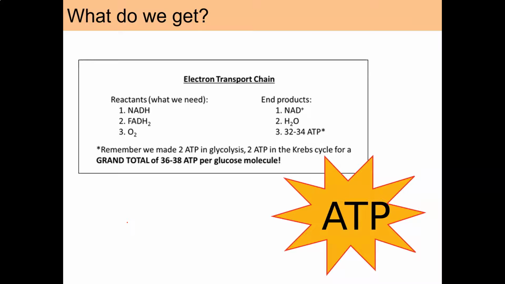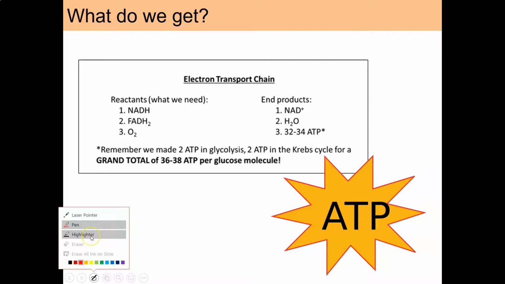So remember, we made 2 ATP in glycolysis, 2 in the Krebs cycle, and we get around 36 to 38 per glucose molecule. So that is a lot of energy that we are getting per glucose that we consume. So lots and lots and lots of energy and bonds that we break, electrons that we move, and things that we end up with.